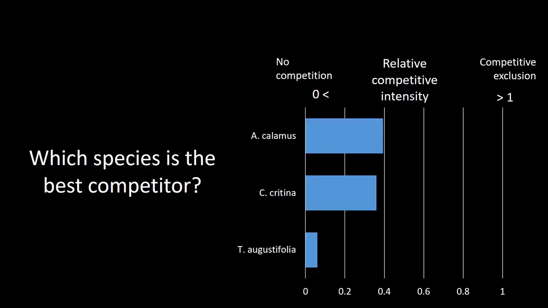Which species is the best competitor? Calamus? Yeah, probably. I think the difference between these two is not significant, so we have Calamus and Carex that are kind of the same.